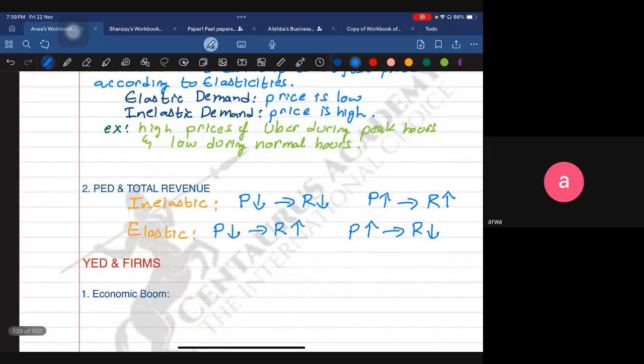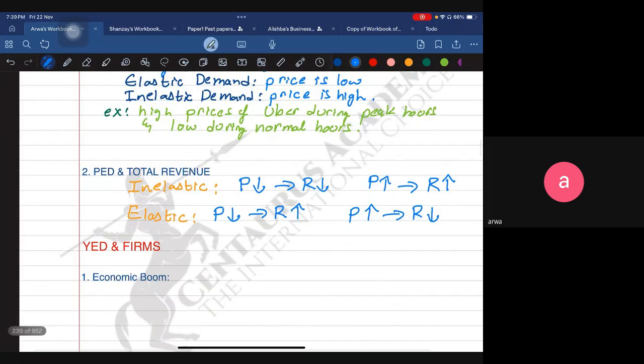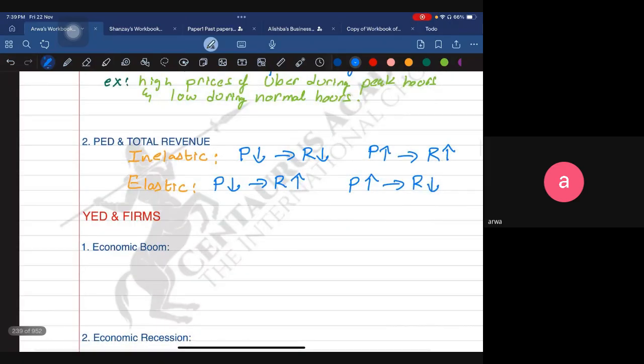So take your time now rather than answering so quickly. I want you to take time when you talk about this. Now, YED and firms, income elasticity. Forget price elasticity of demand, price elasticity of supply, or cross elasticity. It's only YED and firms.